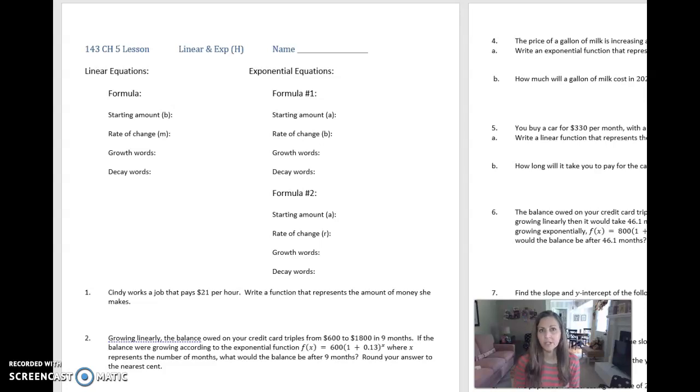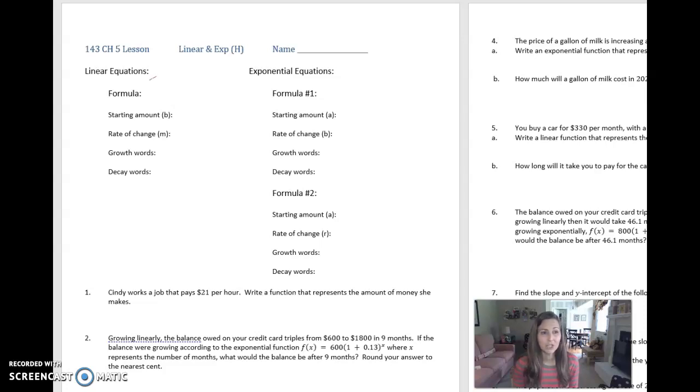These are the notes for linear and exponential equations. This is in chapter 5, and we're going to do two sections of Hawks. One will be linear, 5.2, and the other one will be exponential, 5.4. Let's get started. A linear equation, if you were to graph it, it would graph a line.